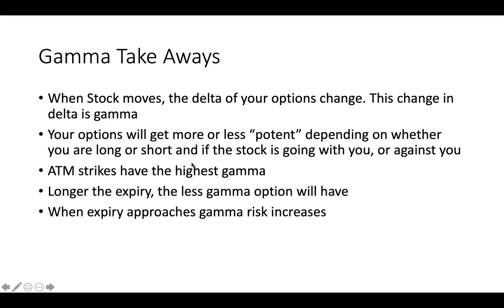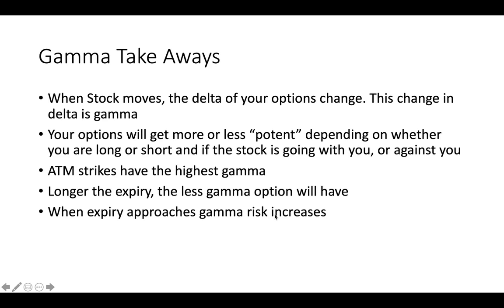And then at the money strikes have the highest gamma. I think we did a good job of talking about that and showing the graphs. The longer the expiry, the less gamma an option will have when we're talking about at the money strikes. Out of the money and deep in the money strikes will have less gamma. And when expiry approaches, gamma risk increases. That's one of the main things.